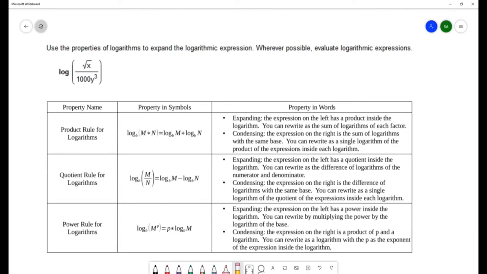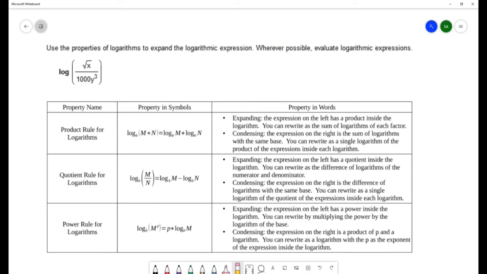Now, the properties that we're going to use are down in this table below. And we have one called the product rule. The product rule is a property that we can use when we have a product inside of our logarithm. The next property is called the quotient rule, and we can use that when we have division or a quotient inside of our logarithm. And then we have the power rule. The power rule is for when we have something raised to a power inside of our logarithm.